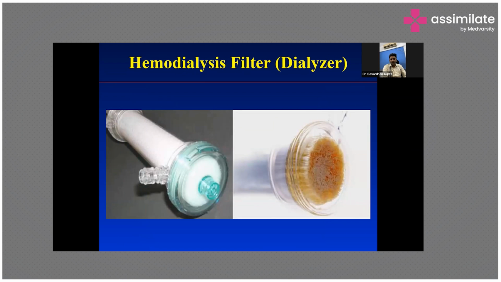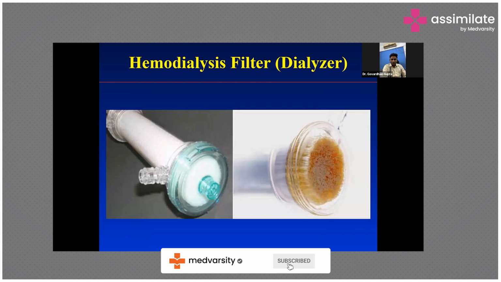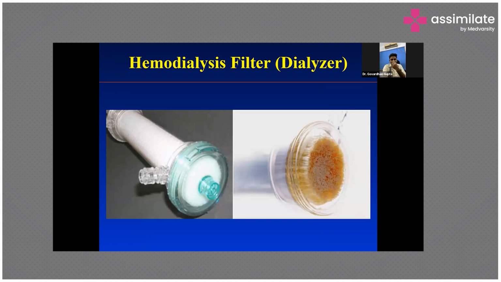So this is a hollow fiber hemodialysis filter that is called a dialyzer. At the center actually, the blood connection is there, and at the side lines the dialysate connection is there. Next one.